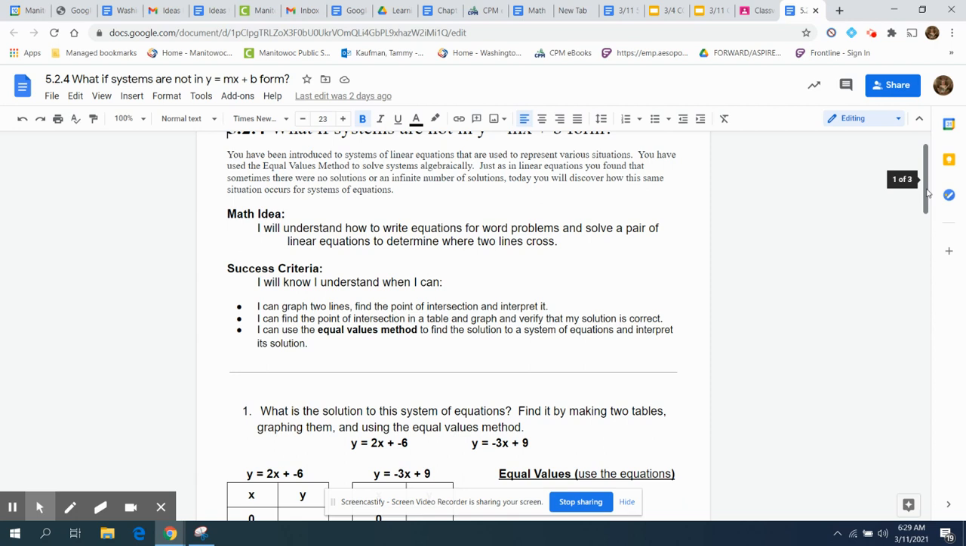There's several ways to do it. You can make a table and look for when the entries are exactly the same. You can graph them. That's where the two lines cross or intersect. But we also can use equal values. So that is one of the methods that we are practicing.